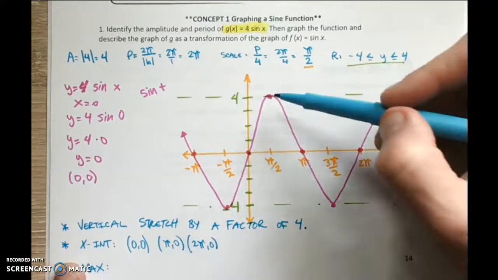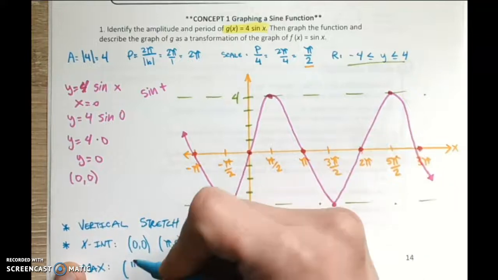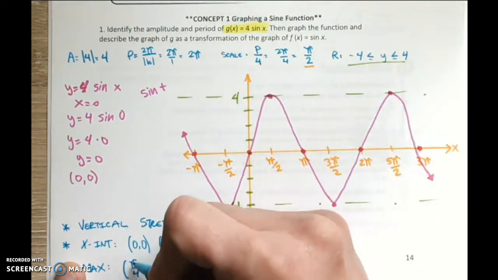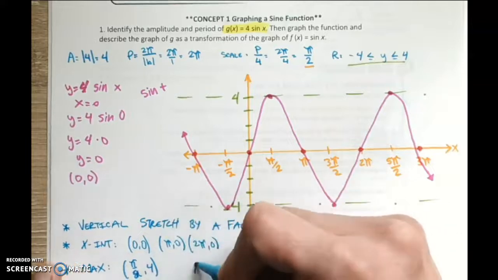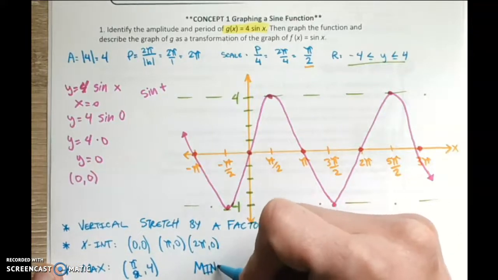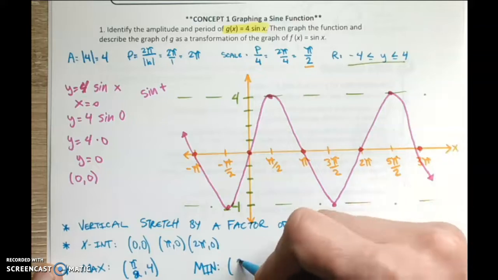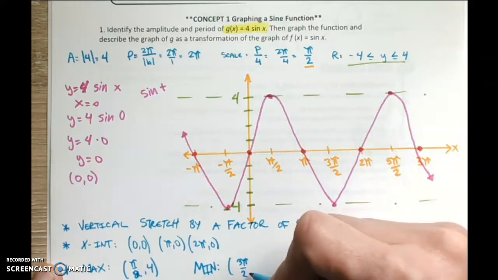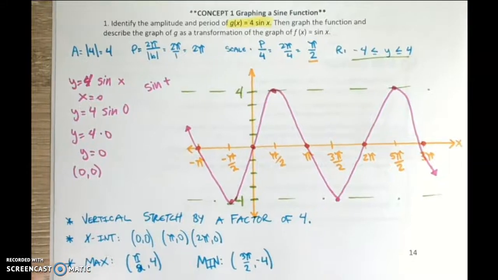And then the max would be this point up here, which is (pi over 2, 4). And then I also do a minimum value right here, and that is this point right there, which is (3 pi over 2, negative 4). Alright, and that would be everything that you would be asked on graphing something like this.